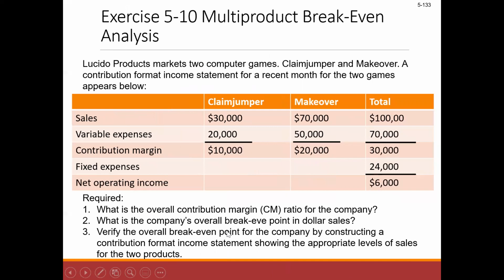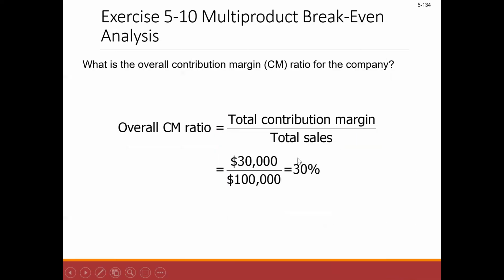So here's a multi-product break-even. I think we're almost done, guys. Lucido Products markets two computer games, the claim jumper, and the makeover. The contribution format income statement shows the claim jumper with the sales, the makeover with the sales, and the contribution margins here. What is the overall contribution margin ratio for the company? Contribution margin ratio, 30,000 divided by 100,000 would be 30%. Okay.